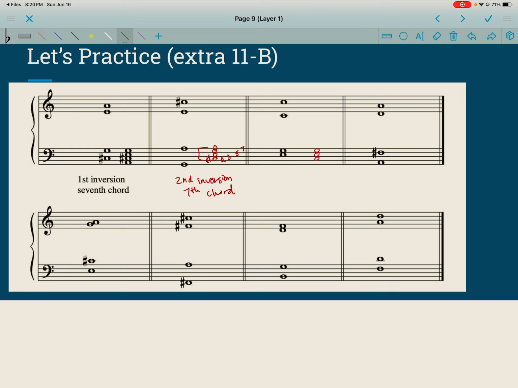Looking, I have an E, G, C, and another C. Okay, well, I know that this is a triad. We only have 3 notes, and I have my third in the bass. You have a root, a third, a fifth. You have the third in the bass. This is second inversion.